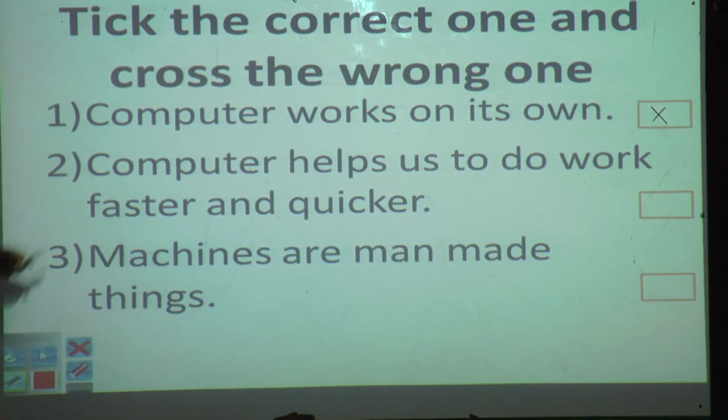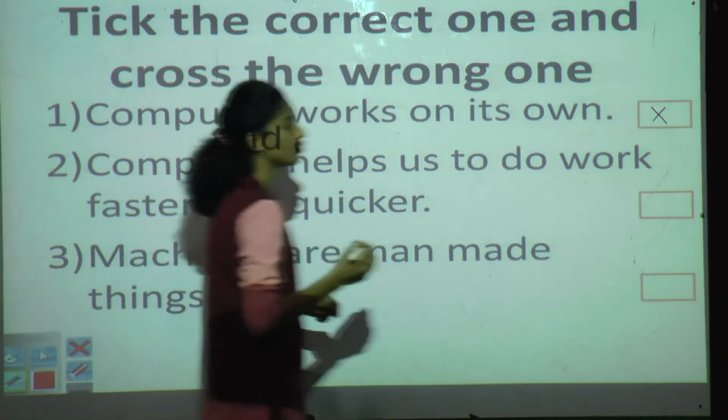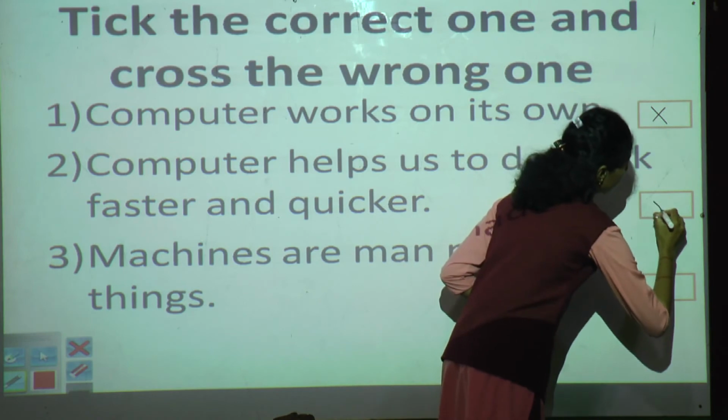Next is second number. Computer helps us to do work faster and quicker. Is it true or false? By using a computer we can do our work faster and quicker. True or false? True. Is it correct or not? It is correct. Then we must tick.